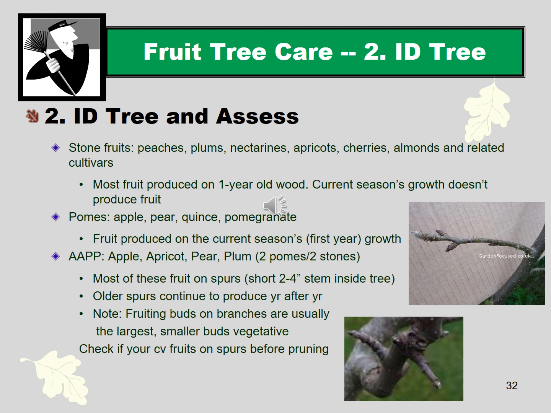AAPP is a shortened way to remember apple, apricot, pear, plum. Two are pomes, two are stone fruits. And most of those produce these spurs, which are 2 to 4 inch little stems on the inside of the tree from which they fruit. Year after year on these, they flower and fruit on those spurs. So you definitely want to be able to recognize those after you've identified these types of trees and not prune those off.